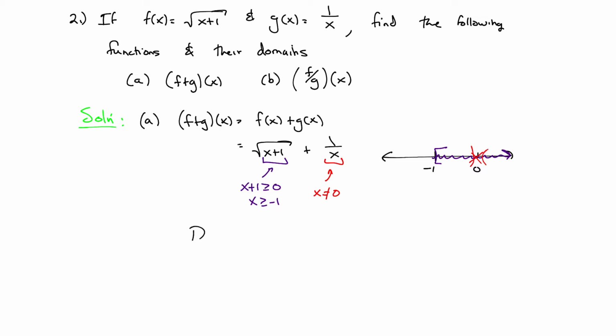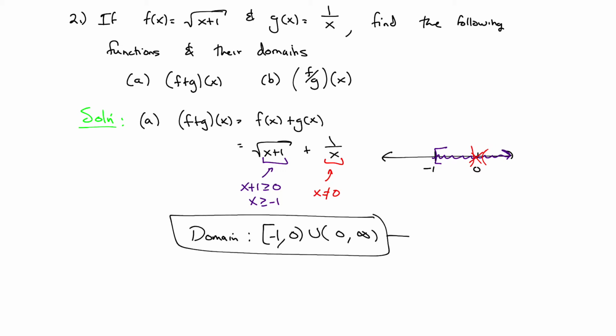So our domain is going to be negative 1 to 0 union 0 to positive infinity, with a bracket on the negative 1 and parentheses on the 0. So that's our domain, and then honestly we can just leave our function as is. So we can leave it as f plus g of x equaling the square root of x plus 1 over x. If they gave you any flack on our homework system, you just want to multiply this by x over x so that you can combine the two. But that should be suitable.